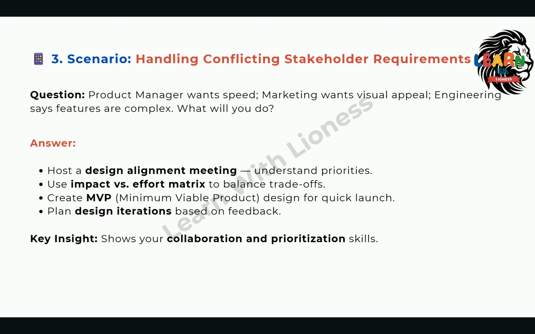Host a design alignment meeting. Understand priorities. Use an impact versus effort matrix to balance trade-offs. Create an MVP, minimum viable product, designed for quick launch. Plan design iterations based on feedback. Key insight. Shows your collaboration and prioritization skills.